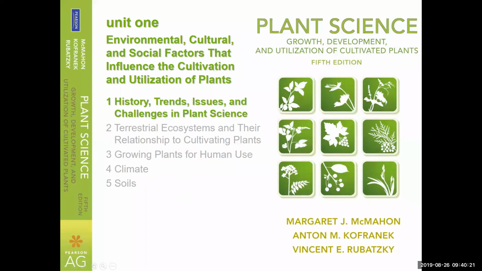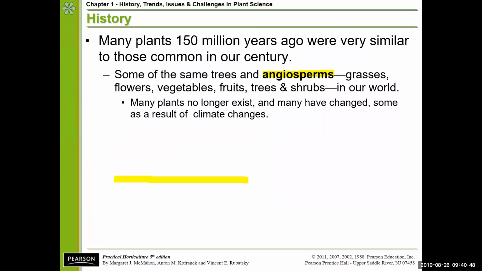All right, so we're covering Unit 1 first, and we're doing a chapter each week. Some weeks we'll spend a little more than one day on a chapter, two days on a chapter. It might bleed over. I'm happy to pace this as you need, so keep that in mind. So Unit 1, Chapter 1, we're talking about the history, trends, issues, and challenges in plant science. And we're going to start off with the history aspect.